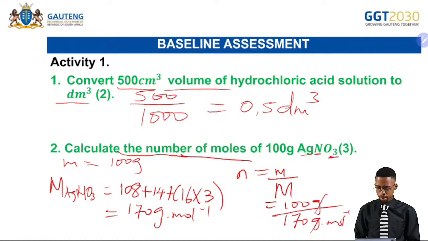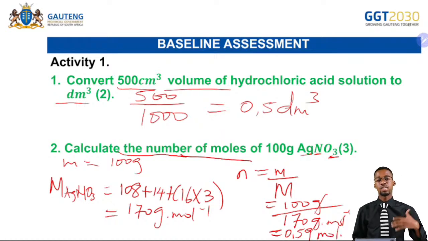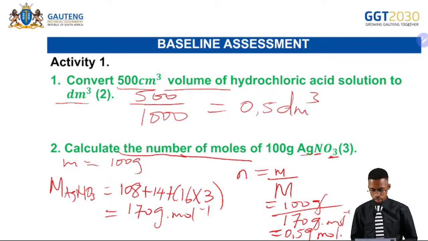So gram and gram, they cancel each other. So what's going to be our answer? We are going to say 100 divided by 170. And then you're going to get 0.59 mole. So this is what you were supposed to do. You get 0.59 mole. So maybe this question is 3 marks.